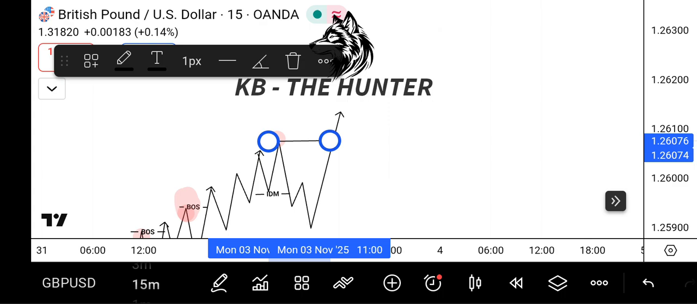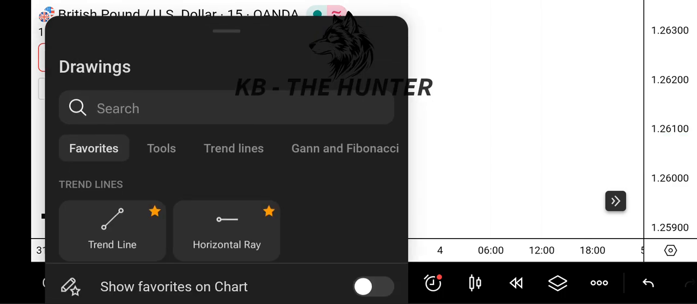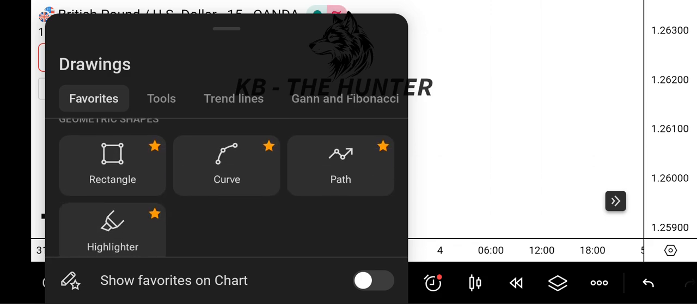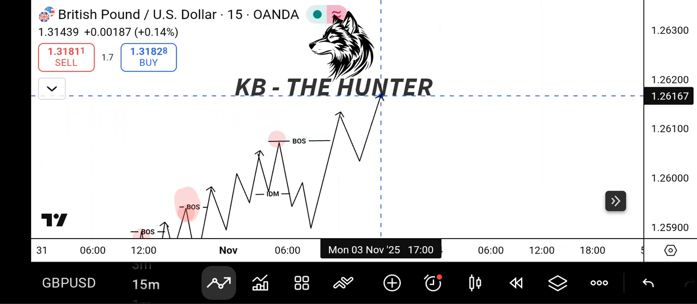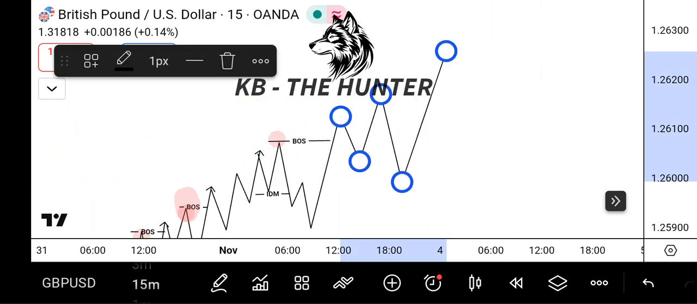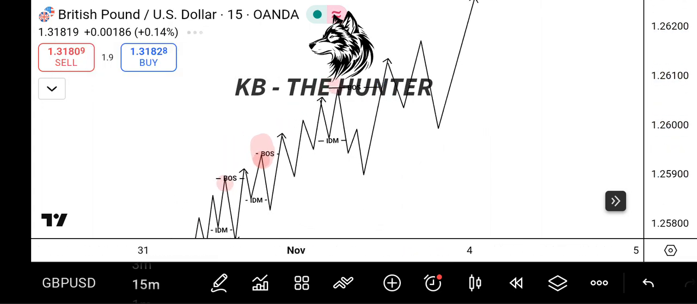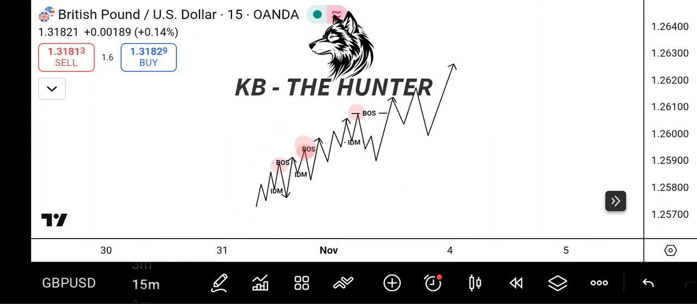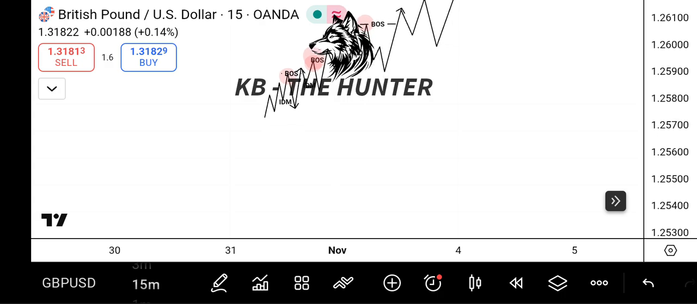Now when the market broke this structure, is this a high? No, this will only be a high if we have something like this: inducement taking, the market continues higher. So that is how market structure is being mapped, and it's actually the same thing but opposite for the bearish market. So let me just show you something on the bearish market before we move to the live chart.